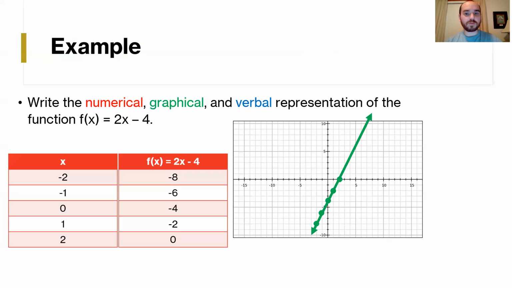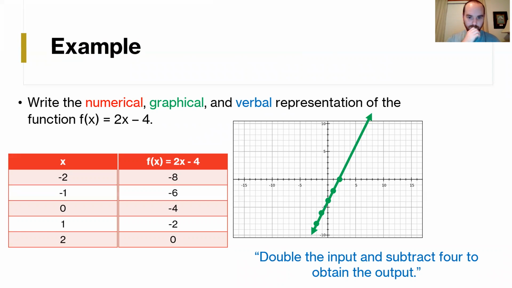Now, the verbal representation is going to be a little bit weirder. Once again, you kind of have to think around how you would describe this function to somebody who's not used to math. So in this case, it's double the input and subtract 4 in order to obtain the output. Right, so this 2x, we're doubling whatever our input x is, and then subtracting 4 to get our f of x or our y. And that is actually all we've got in this lecture today.